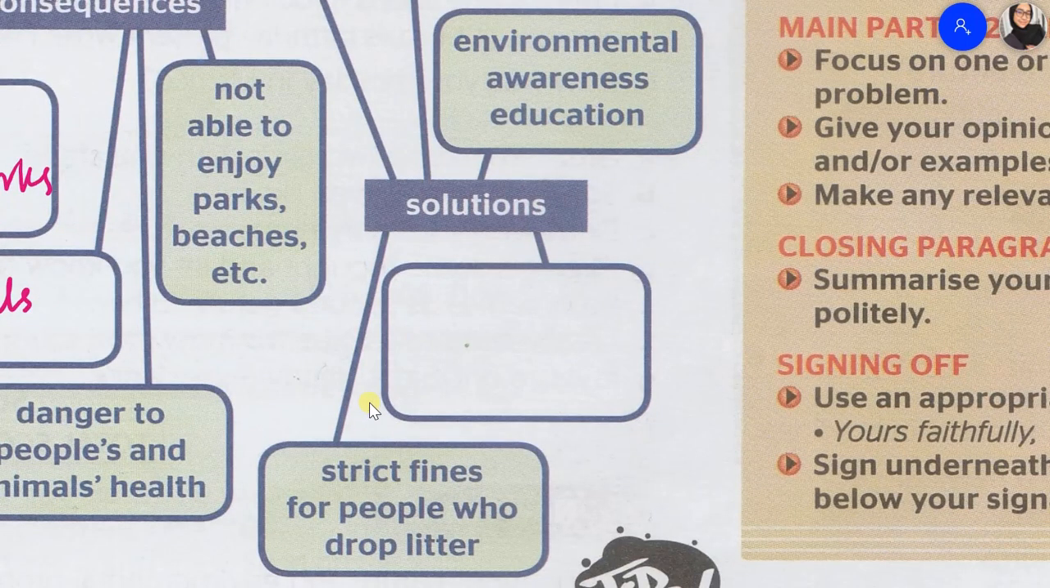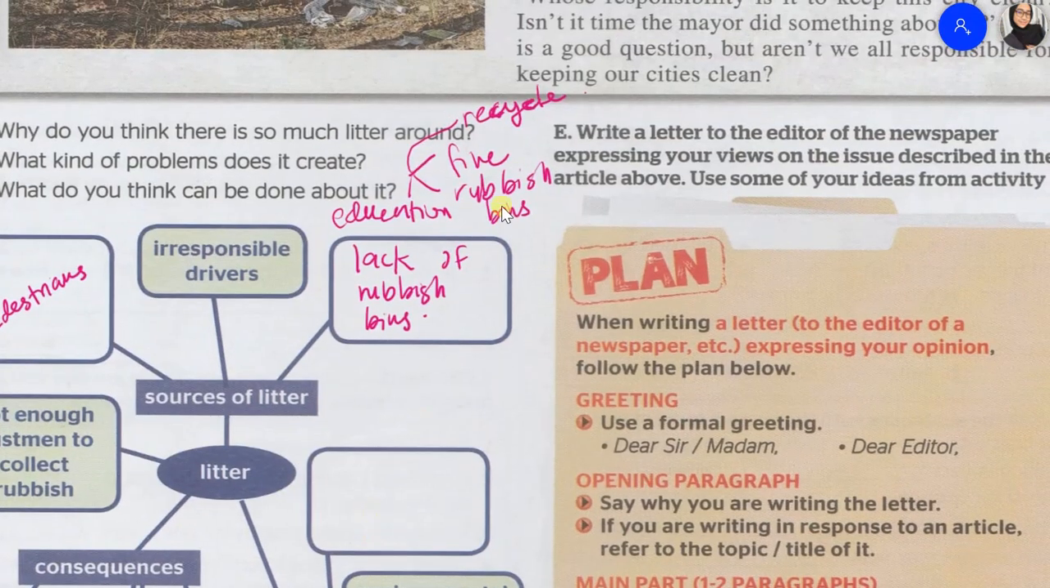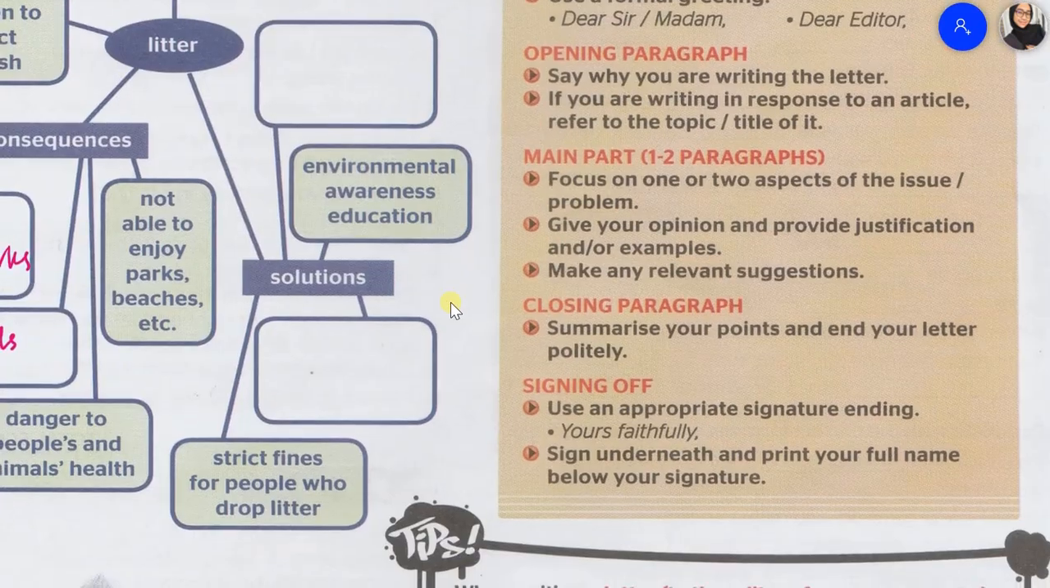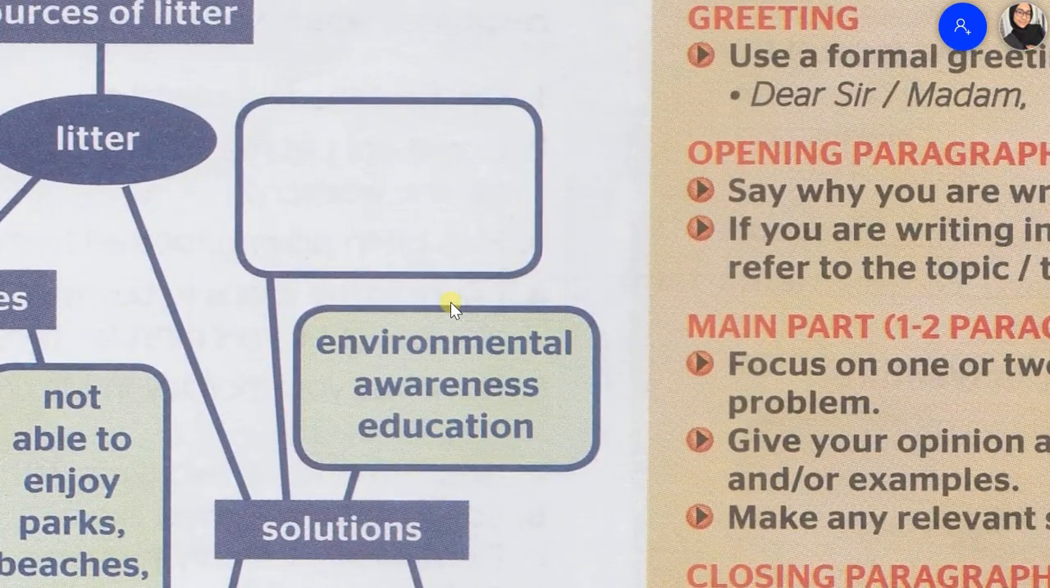Okay, now let's come up with a solution. Well, there are two solutions actually. The ones that are given are environmental awareness education, strict fines for people who drop litter, and also what I said earlier here, increase the amount of rubbish bins.